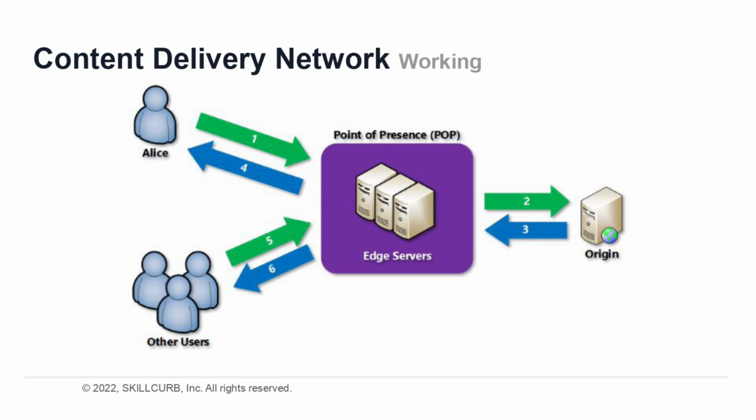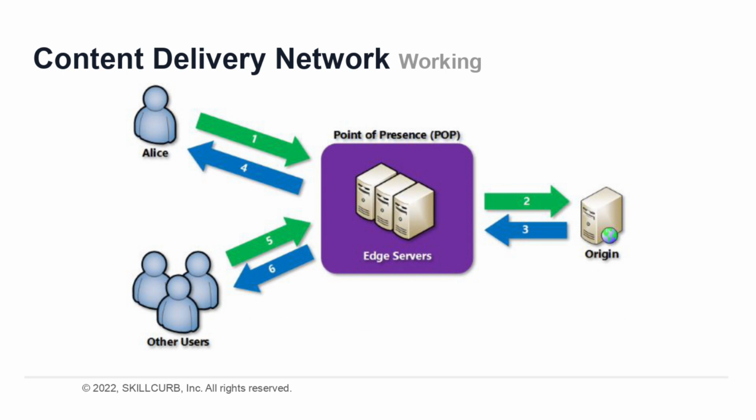Now on the second step, we find that if no edge servers in the POP have the file in their cache, the POP requests the file from the origin server. The origin server can be an Azure Web App, Azure Cloud Service, Azure Storage account, and even any publicly accessible web server. And then once it has that, we come over to step 3. The origin server returns the file to an edge server in the POP.